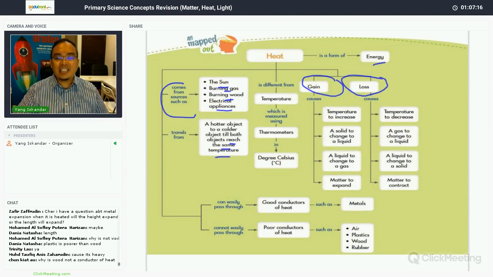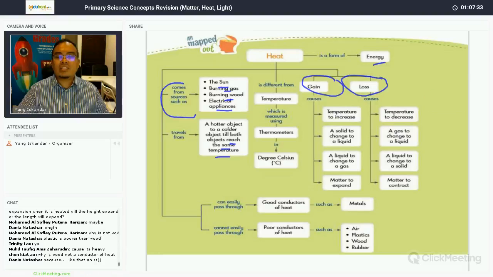When an object loses heat, what happens? Temperature decreases. Gas can change to liquid. A liquid can change to a solid, and matter will contract. So these are some of the possible effects of heat loss. Heat can also pass through objects easily. We call these objects good conductors of heat. For objects that heat cannot pass through easily, we call them poor conductors of heat. Examples: air, plastic, wood, and rubber. Good conductors of heat are like metal.